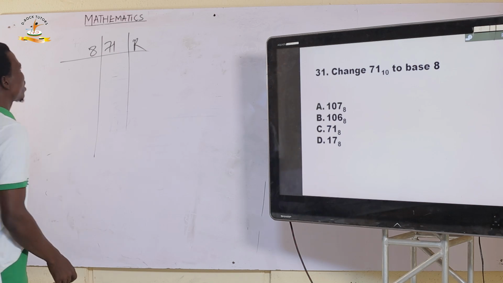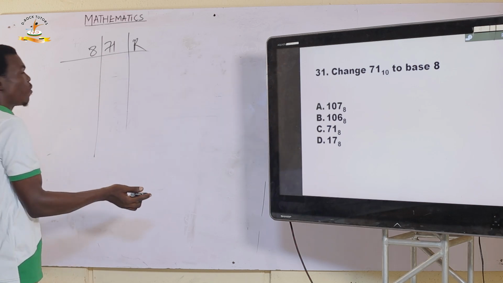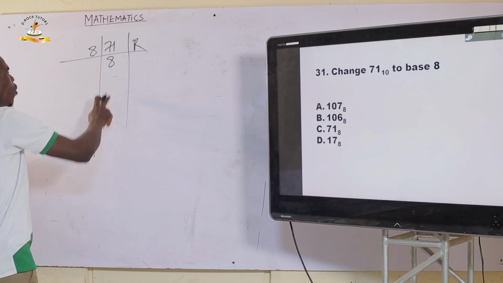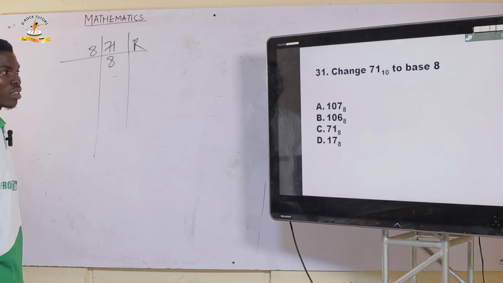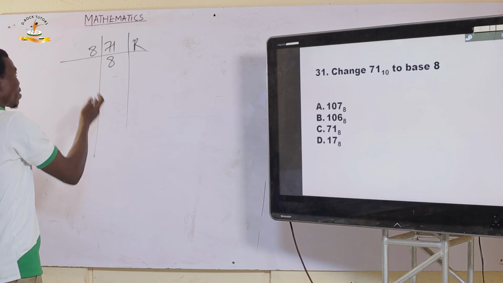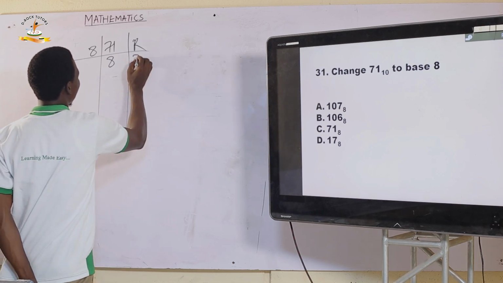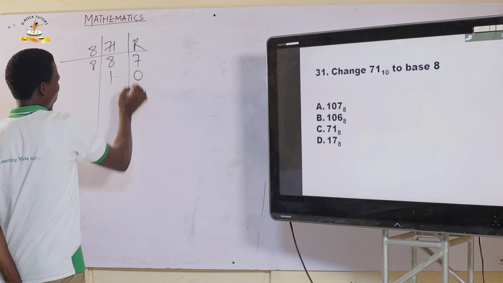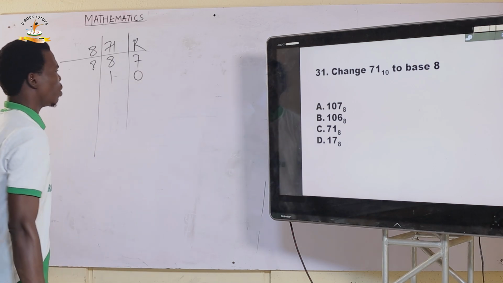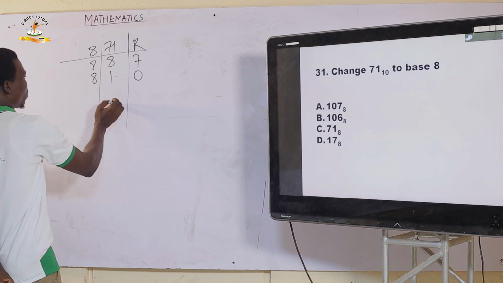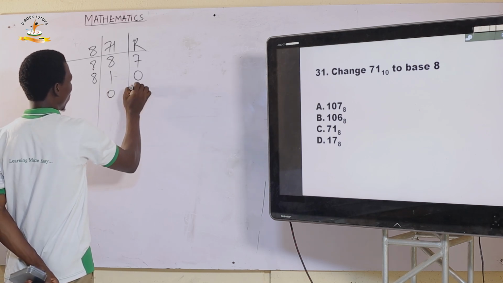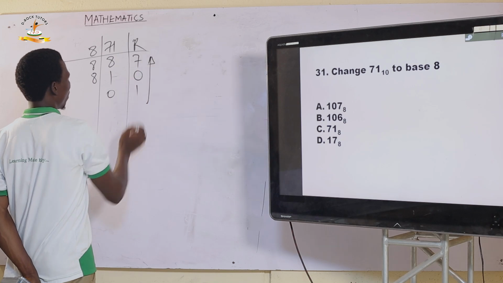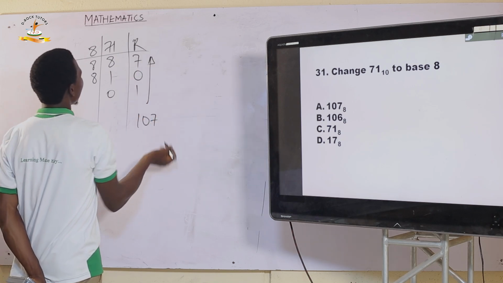We say 8 goes into 71. It is 64, that is 8 times. 8 times 8 is 64, and 71 minus 64 leaves a remainder of 7. This time around, 8 goes into 8 just 1 time, no remainder, so I put 0 in my remainder column. And 8 goes into 1 is impossible, so I put 0 and return the 1 here. So my answer, don't forget, I read up. It's going to be 107 in base 8.